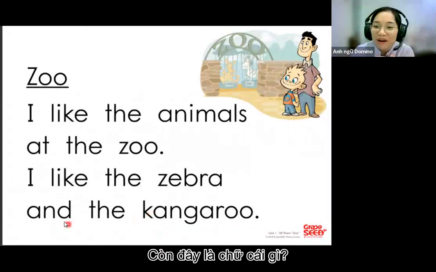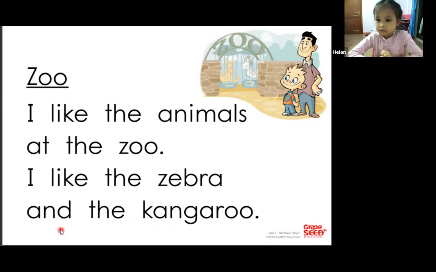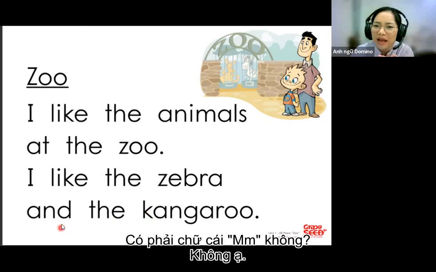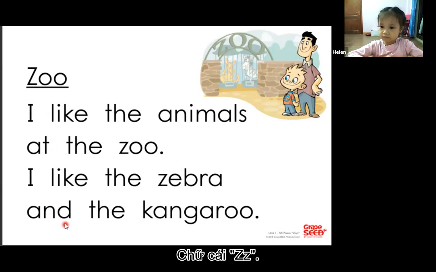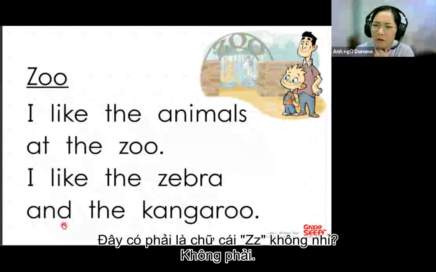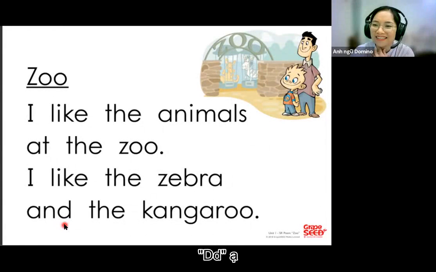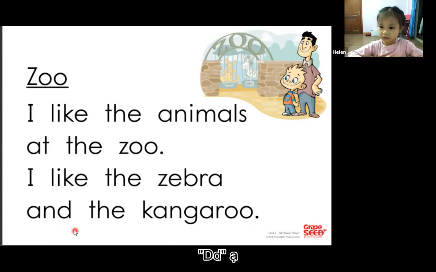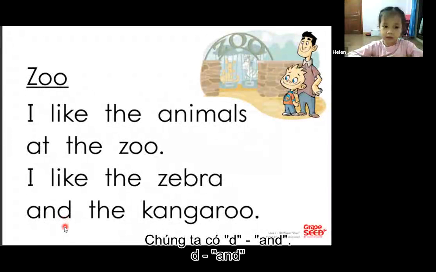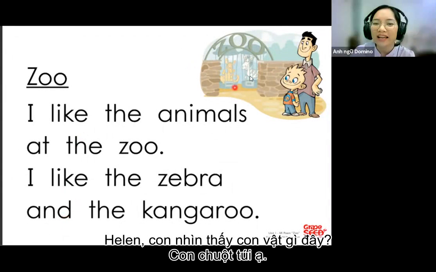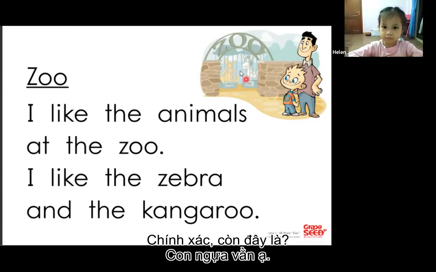And, hey, what letter is this? Letter. It is letter M? No. Letter? Z. Is this letter Z? No. D. Letter D. Okay. And here we have D and D. Good job. Hey, Helen. What animal is this? Kangaroo. Good. And here?